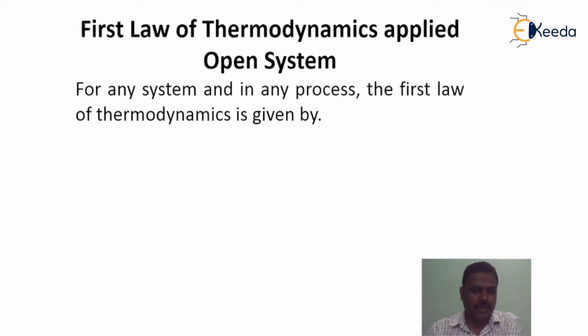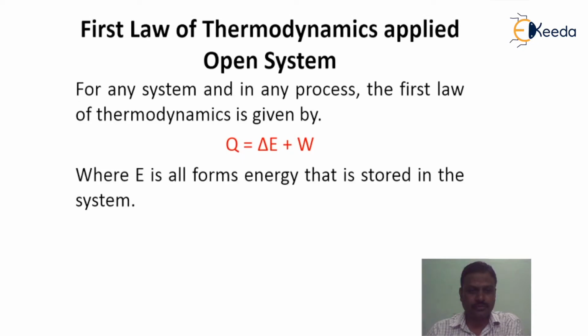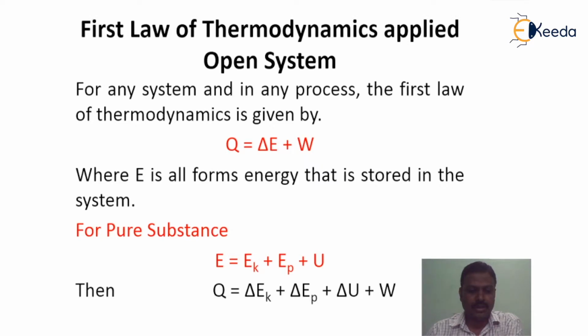For any system and in any process, the first law of thermodynamics is given by Q equal to delta E plus W, where E is all forms of energy stored in the system. For a pure substance, E is equal to Ek plus Ep plus U, where Ek is kinetic energy, Ep is potential energy, and U is the residual energy stored in the molecular structure of the substance. Then Q equals delta Ek plus delta Ep plus delta U plus W.